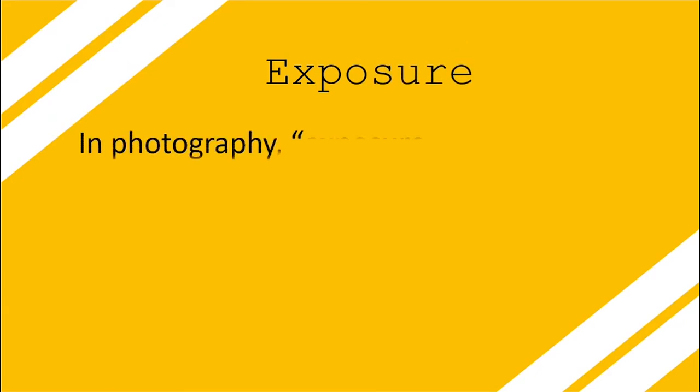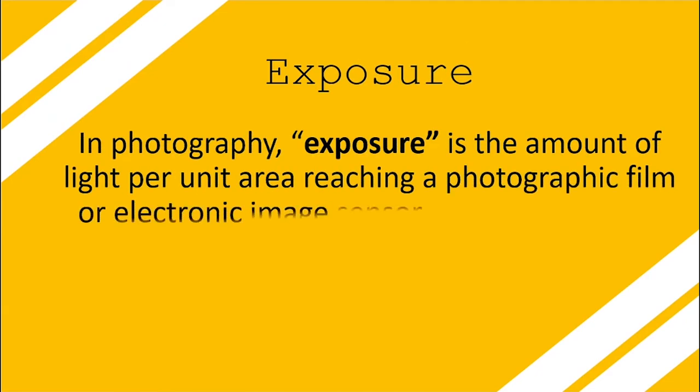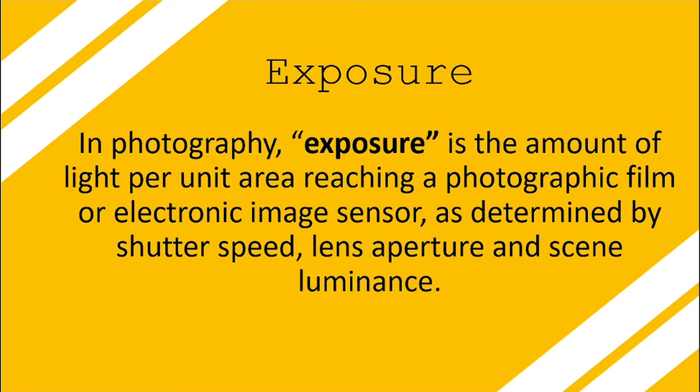Okay. So, exposure. After the RAW file and the JPEG, we're going to talk about the elements of post-processing. So, we have exposure. In photography, exposure is the amount of light per unit area reaching a photographic film or electronic image sensor, as determined by shutter speed, lens aperture, and scene luminance. Okay, so we're going to go back to our YouTube friend for now.